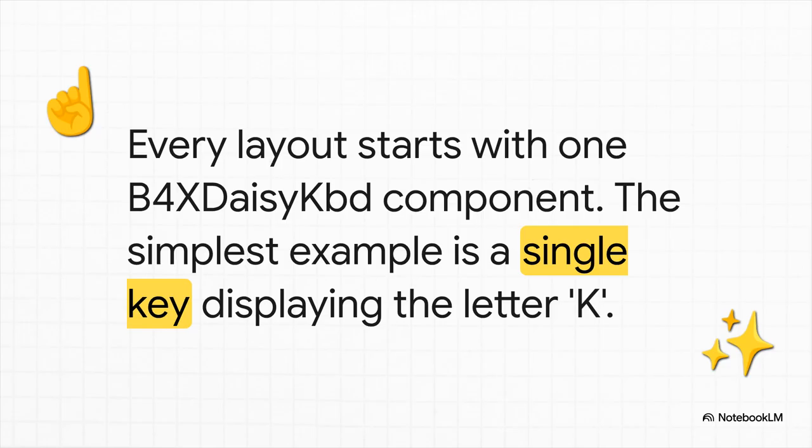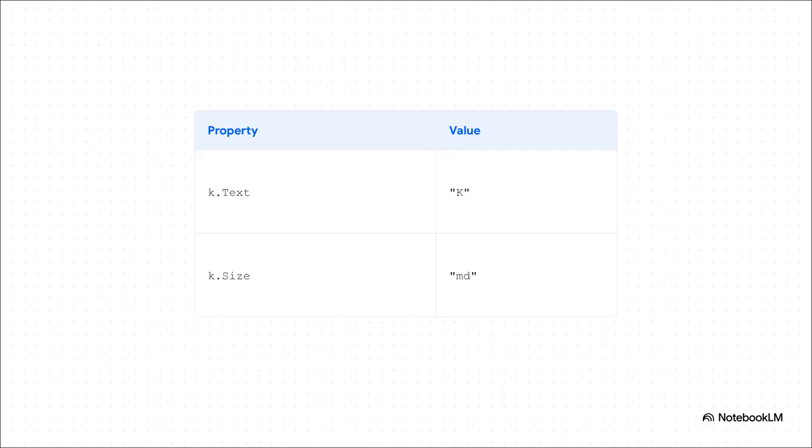What you're seeing here is the absolute simplest example you can make, just one key showing the letter K. And check this out, the code to make it is just as simple. You just create a new instance, you set its text property to K, and that's it, you're done. It even comes with a smart default size, MD for medium, so you can get something on screen instantly. I mean, how easy is that?